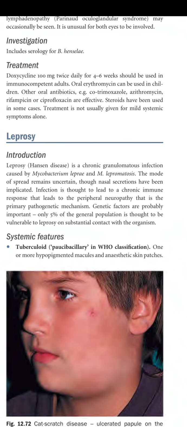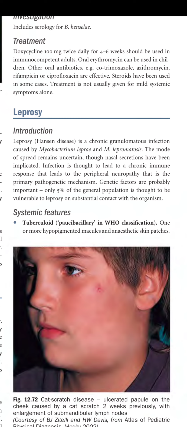Leprosy. Leprosy or Hansen disease is a chronic granulomatous infection caused by Mycobacterium leprae and Mycobacterium lepromatosis. So leprosy is basically caused by a mycobacterium, like tuberculosis is, but it is Mycobacterium leprae. The mode of spread remains uncertain, though nasal secretions have been implicated.